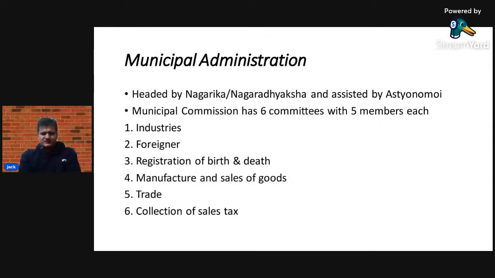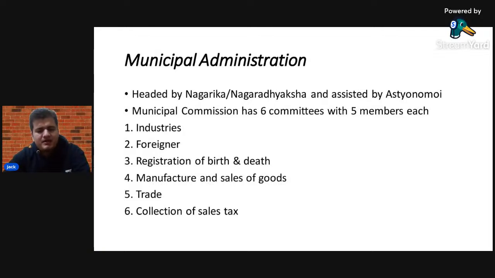Then come to the commission. We have the municipal commission, which formulates the local laws and bylaws in today's political administration of a municipal area. In the same manner, we had the municipal commission in the Mauryan times, which had six committees with five members each. These are the names of the committees: industry, foreigners, registration of birth and death, trade, collection of sales tax, and the manufacture of goods. So these are the areas where the municipal commission used to have their law and order and administration part.